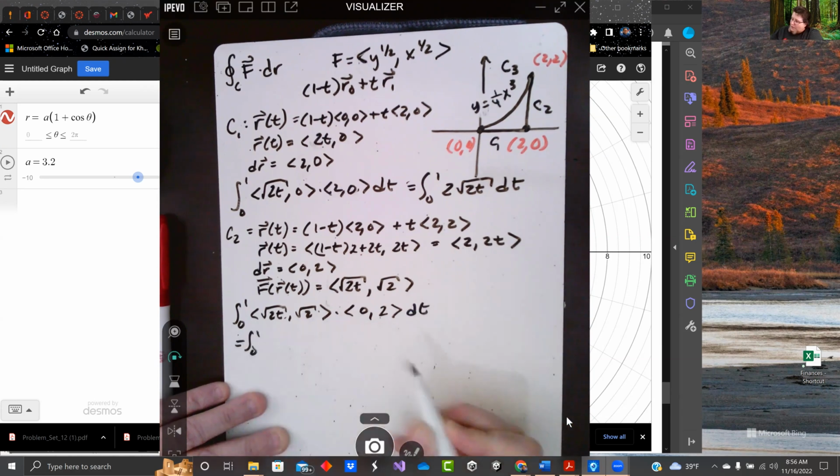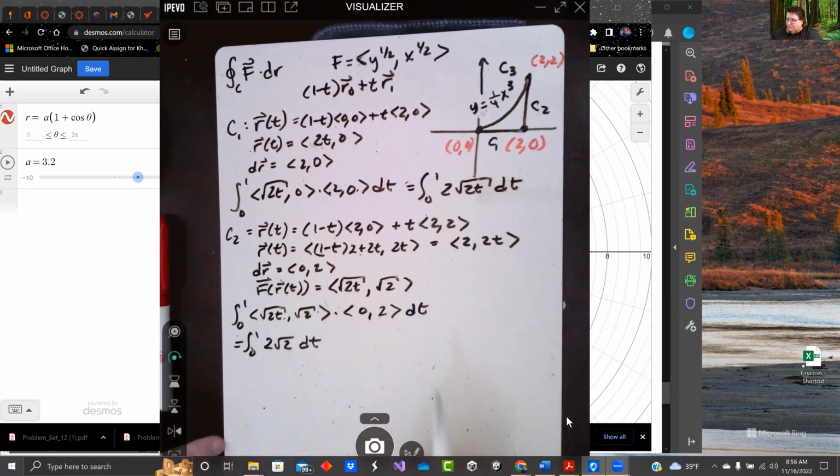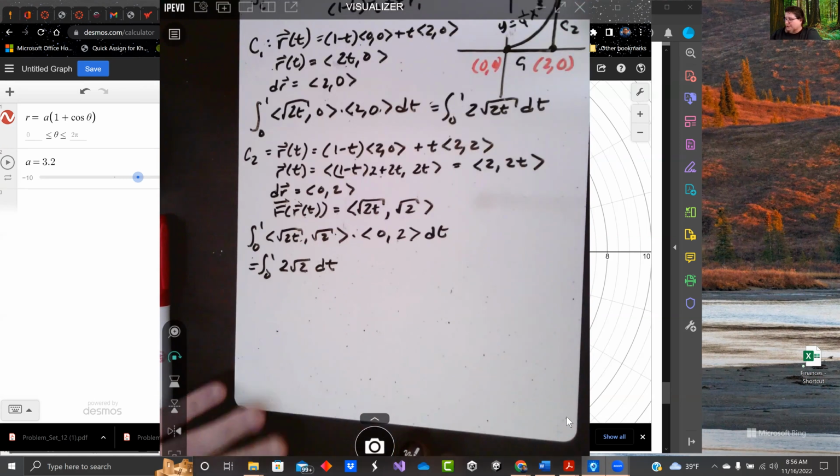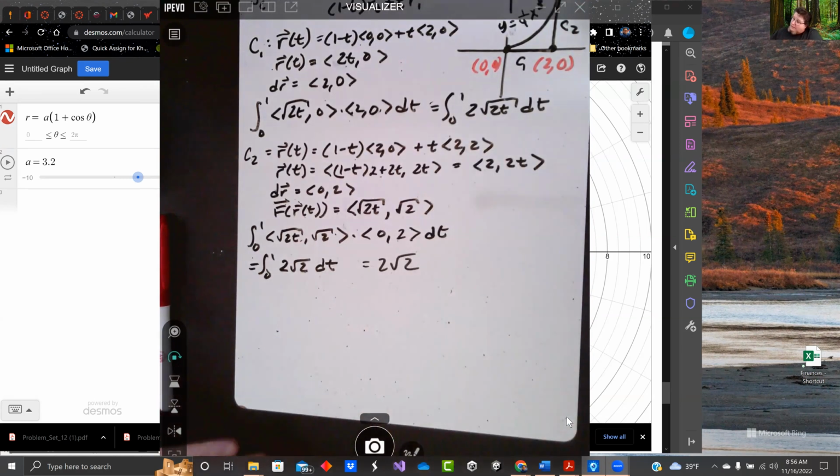So if we did this one, we'd have 2√2 dt. And we can go through and do that one. That should just get you 2√2. Curve 3 is the pain in the ass.